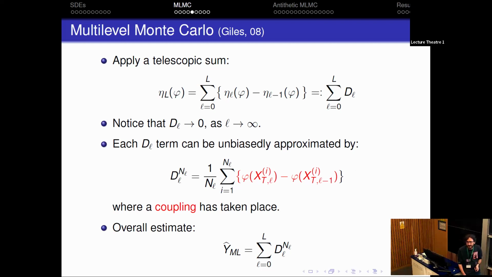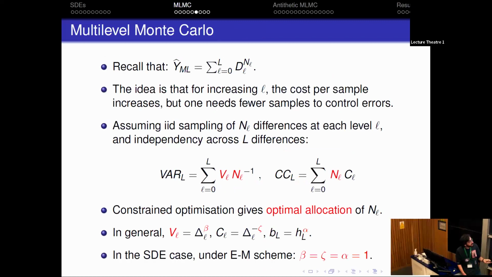Okay, if you choose, for instance, the same Brownian motion both for the coarser level and for the finer level, then these should be quite close to each other. So maybe you don't need that many particles to control the variance of each of these quantities. That's the idea essentially. So that's the multi-level estimator.